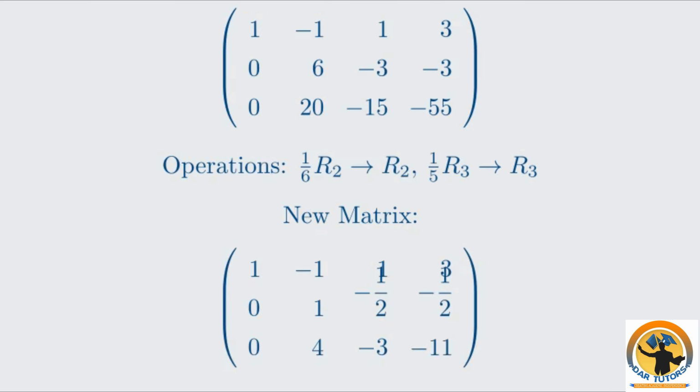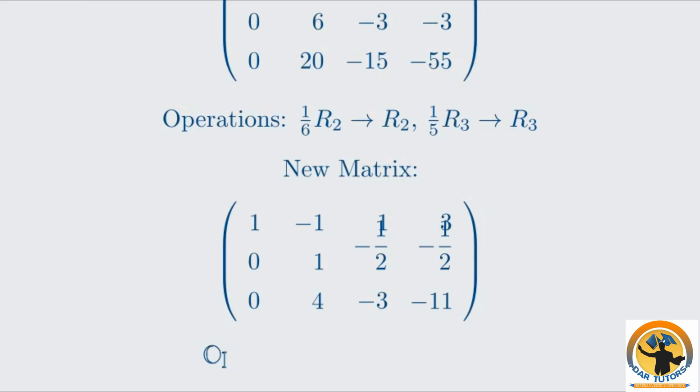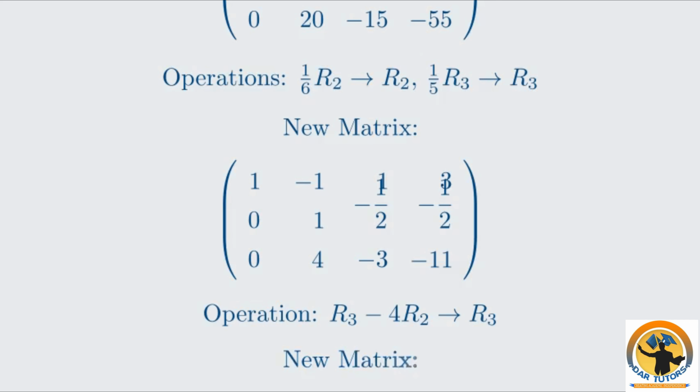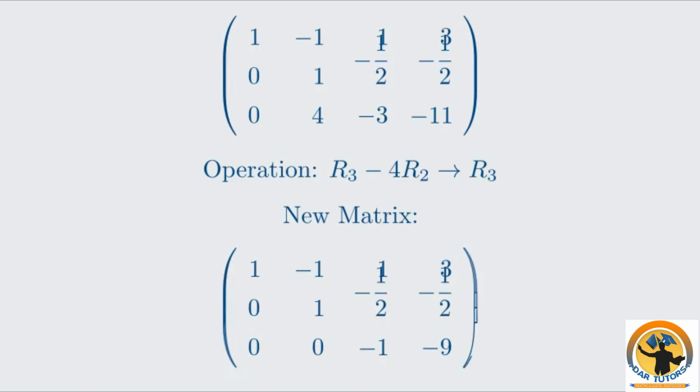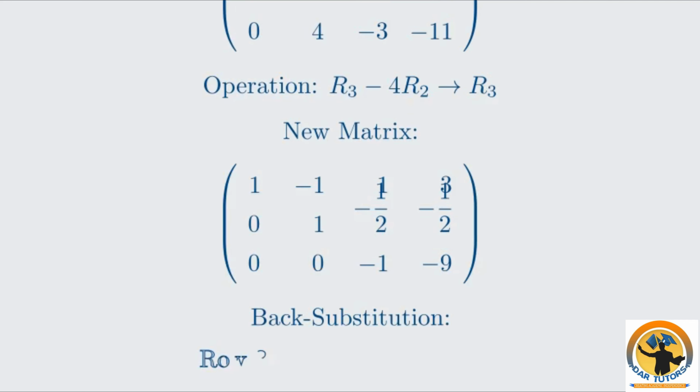Next, we eliminate the b term in the third row. We perform R3 minus 4R2 arrow R3. The new third row is 0, 0, -1, -9. The matrix is in row echelon form.